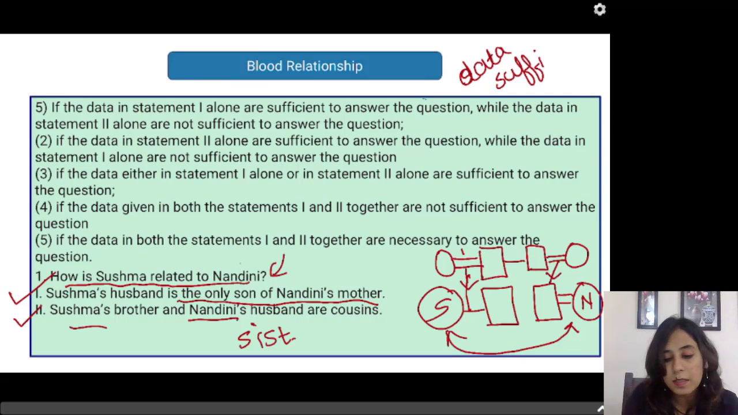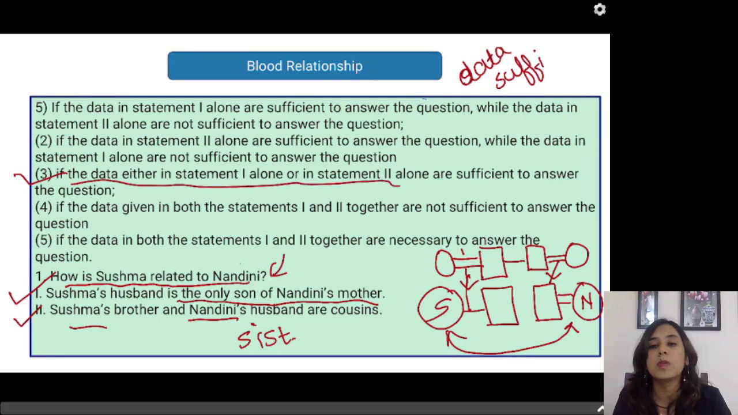So guys, here I can conclude that either statement alone is sufficient, and we need not take both the statements together. Either we can answer the question using one or two. So guys, this was the last question from this session, this revision chapter.